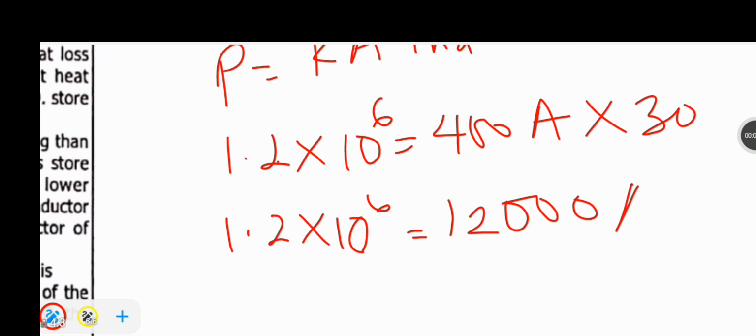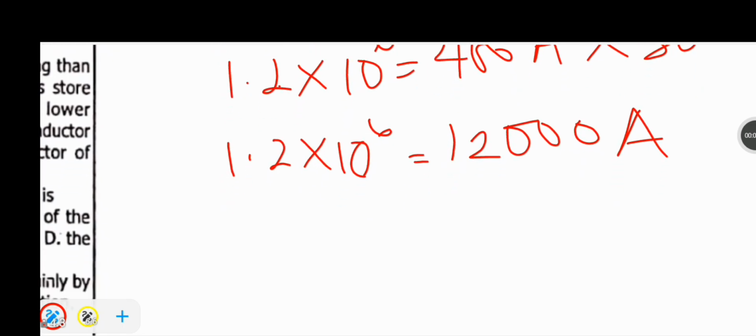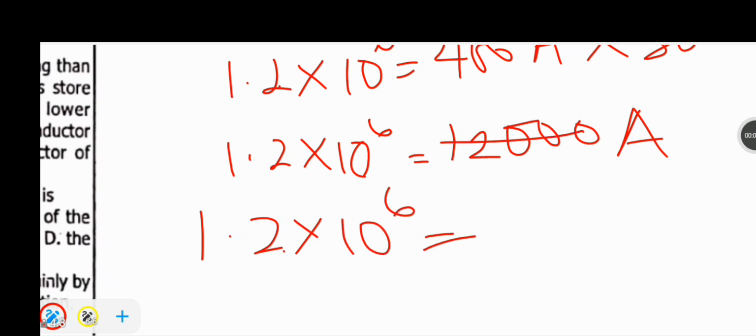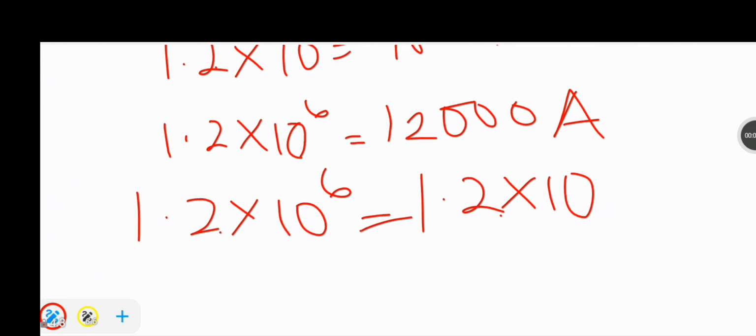Then A. So let me just use a standard form method. So 1.2 times 10 to the power 6. Let me put this in standard form. That's the same thing as 1.2 times 10 to the power, you know, there are 4 numbers here, so that will be 4. Then A will be here.